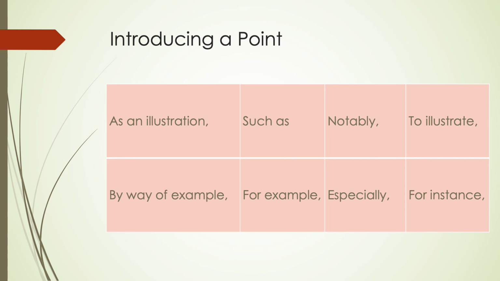Introducing a point. So here are some suggestions: as an illustration, such as, and such as is usually found in the middle of your sentence and it has no punctuation around it. There's not a comma before it. There's not a colon after it. It's just part of your sentence without any punctuation. Notably, to illustrate, by way of example, for example, especially, for instance.